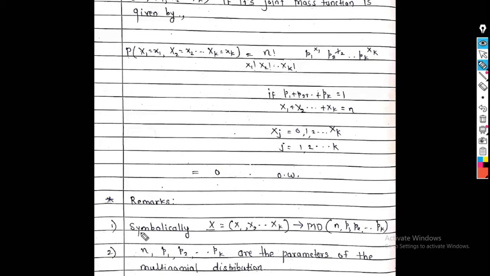Here are some remarks. First, symbolically, the multinomial probability distribution is written this way. That is, vector X equal to X1, X2, ... Xk follows the multinomial distribution with parameters n, p1, p2, ... pk, where n, p1, p2, ... pk are the parameters of the multinomial distribution. So multinomial distributions have k plus 1 parameters, that is p1, p2, ... pk, these are k values, and n. So multinomial probability distributions have k plus 1 parameters.